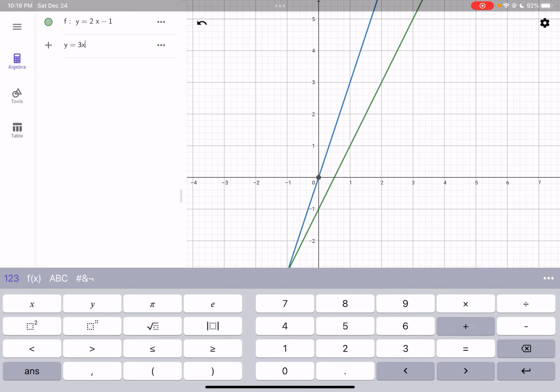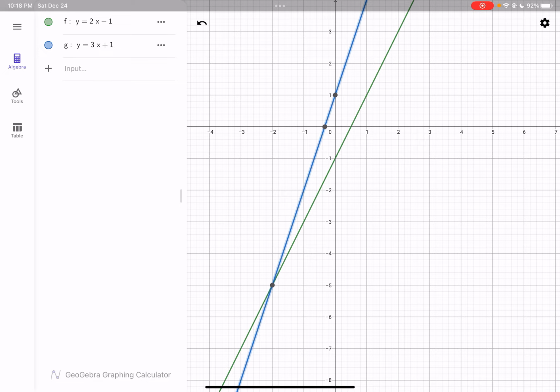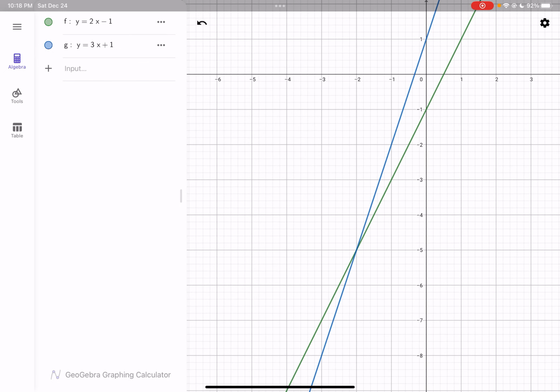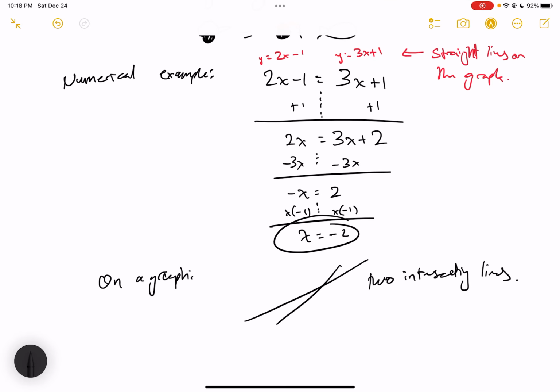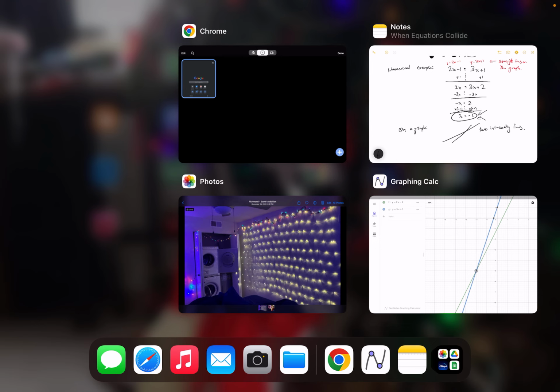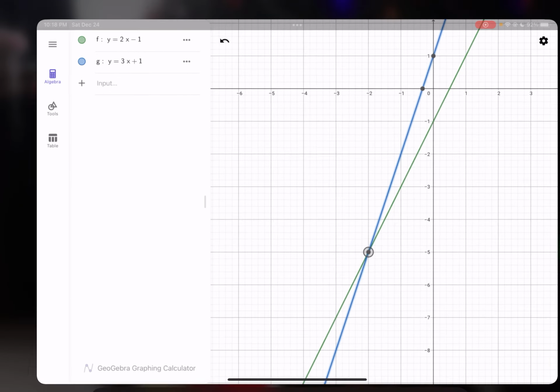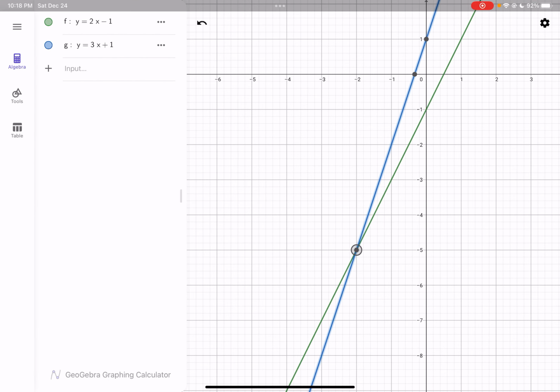3x plus 1. So as you can see, this amounts to two straight lines that intersect at one point. That point is right over here. The intersection point is (-2, -5). And look at that. That -2 that we just saw when we solved it algebraically, right here, matches up perfectly with this one right here. Matches up absolutely perfectly with the x-coordinate of our intersection point.